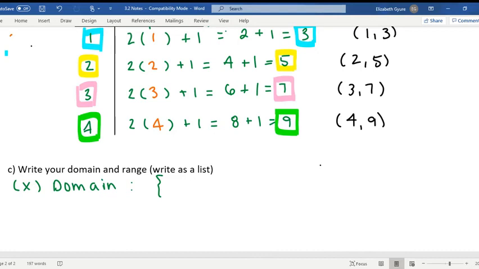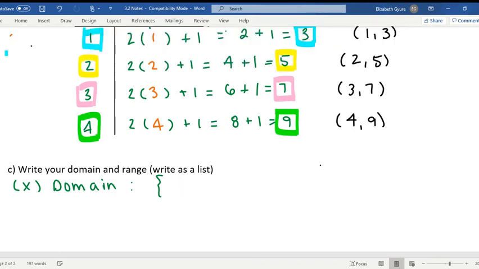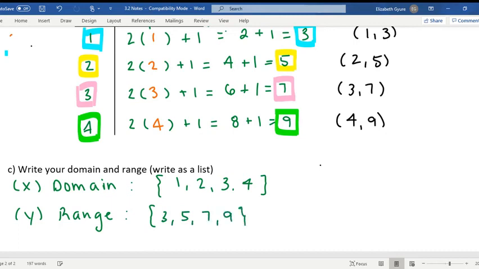Yeah, 1, 2, 3, 4. 1, 2, 3, and 4. Make sure you separate with some commas, or else it just looks like one giant number. 1, 2, 3, and 4. All right, then your range, remember, is your y values. So then what are my y values, Olivia? Yep, 3, 5, 7, and 9. Good.